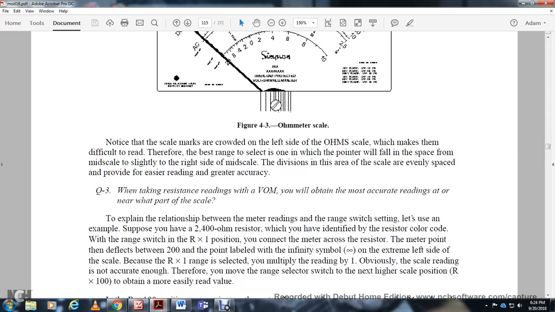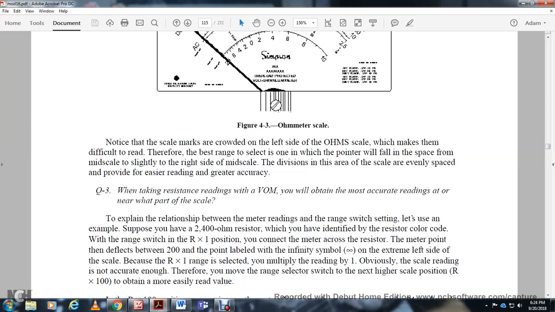To explain the relationship between the meter reading and the range switch setting, let's use the example of a 2400 ohm resistor. You have identified the resistor value by its color code. With the range switch in the R times 1 position, you connect the meter across the resistor. The meter pointer reflects between 200 and the point labeled with the infinity symbol, at the extreme left side of the scale. Because the R times 1 scale is selected, you multiply the reading by 1. Obviously, the scale reading is not accurate.